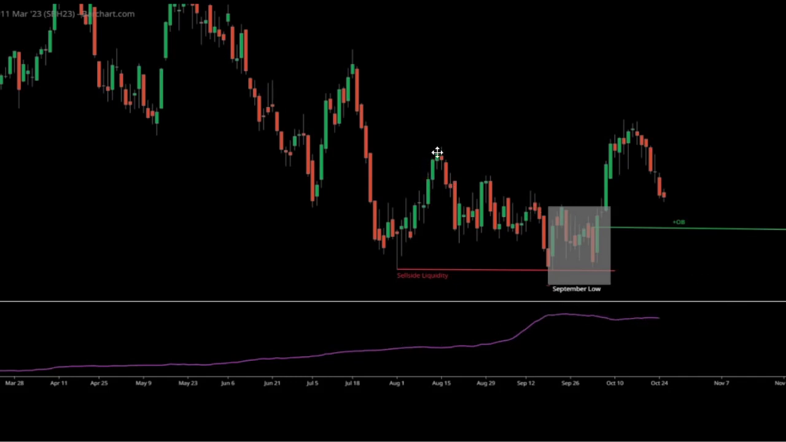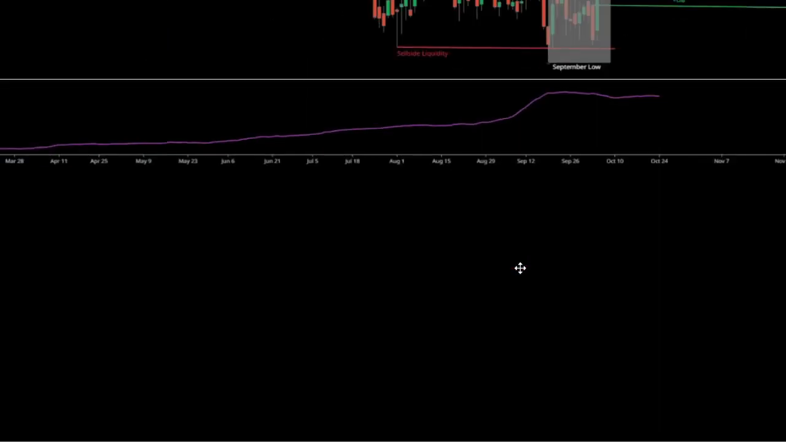And I like the fact that there was a break in market structure up here. So it took out this short-term swing high, and then it was retracing back here. And later throughout the video, we'll actually take a look at what transpired here. So let's return back to our mind map.